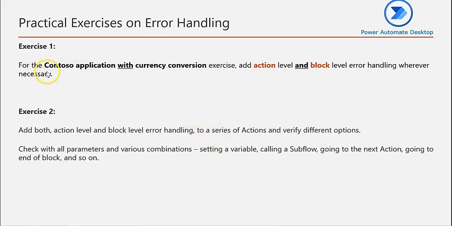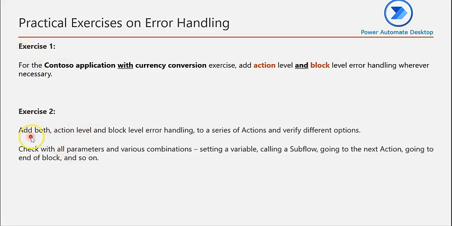You might have already built the Contoso application along with the web application, that is the currency conversion exercise. Add both action level as well as block level error handlers wherever you think they are necessary. Edge opening, browser opening, anything related to window, try to add as much error handling as possible and make it a robust flow. That is your first exercise.